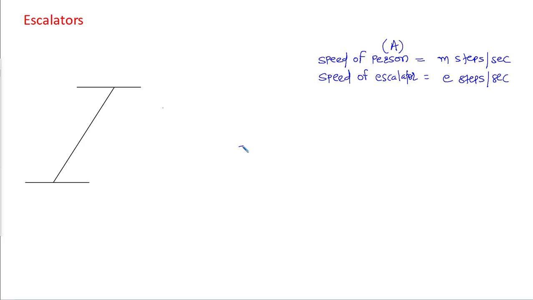If the escalator is moving upward and the person is also moving upward, in that particular situation the effective speed of A is going to be how much? m plus e steps per second. When both of them, escalator and person, travel in the same direction, they support each other, so their effective speed will increase and become m plus e steps per second.